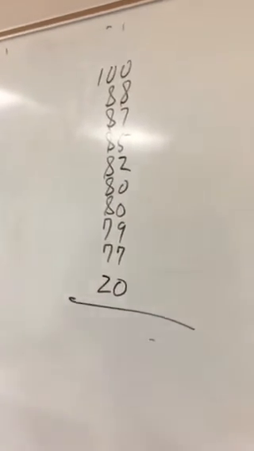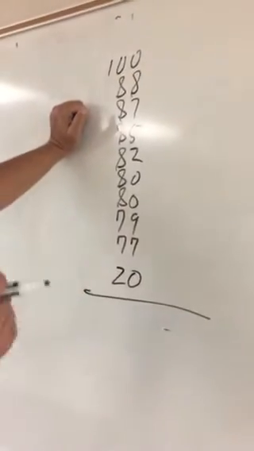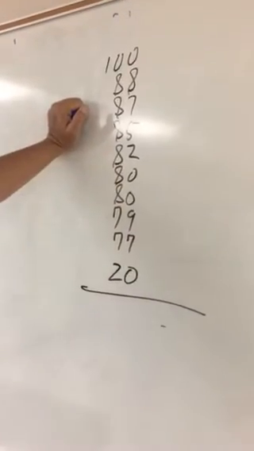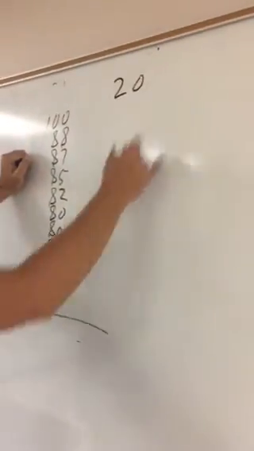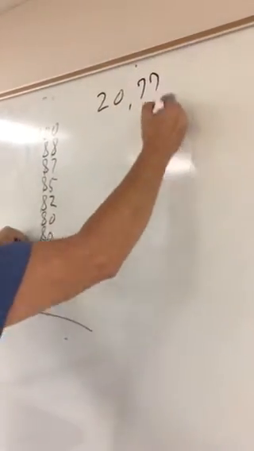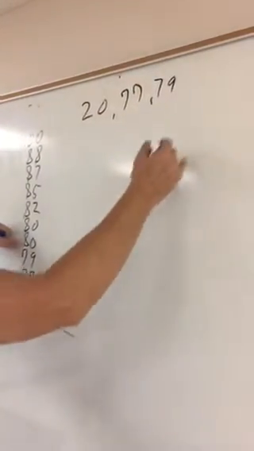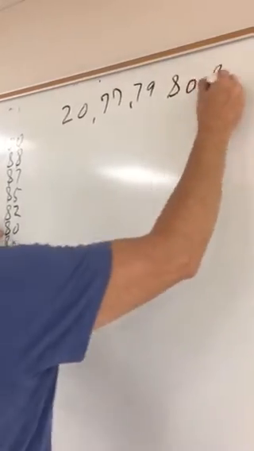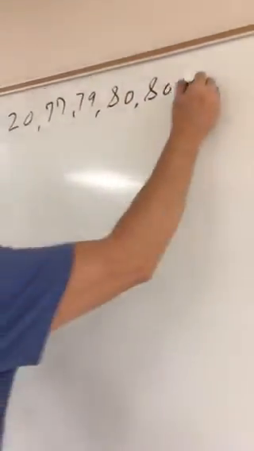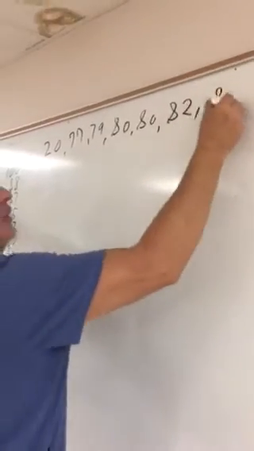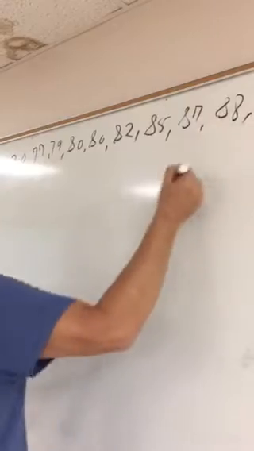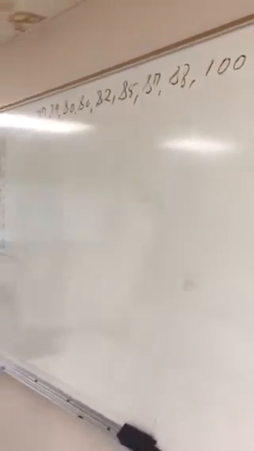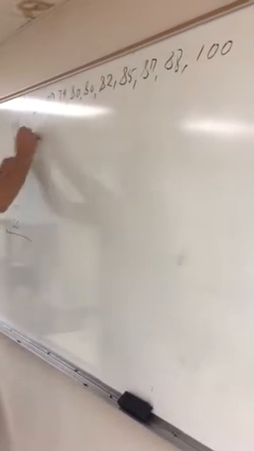So the first thing I'm going to want to do is arrange this data from lowest to highest. So I'm going to take my 20, I'll put it up here, then my 77, and my 79, and then my 80, and then my 80, and then my 82, and my 85, 87, my 88, and then my 100. So now I've got all my data nicely arranged from low to high. And the first thing I'm going to find is my median.